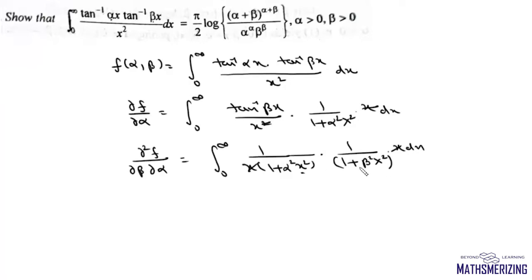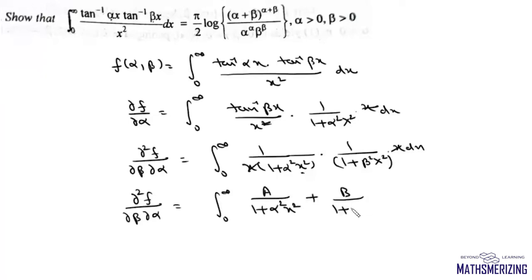Now this integral, it is a function of x square. So we can use partial fractions. So we can write del square f upon del beta del alpha, let it be equal to this integral from 0 to infinity of a upon 1 plus alpha square x square plus b upon 1 plus beta square x square into dx.